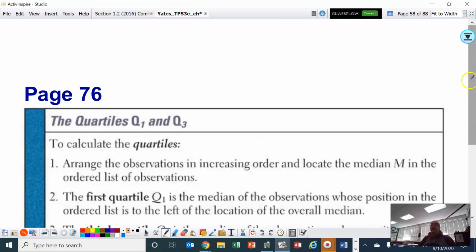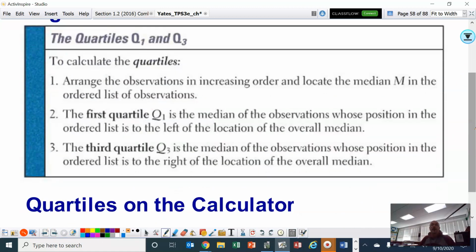All right, so I'm going to go over quartiles on the calculator, and then I'm going to quickly talk about them by hand, and then that'll be it for this video, and we'll do more on this in the next video. So let's go ahead on the calculator first.